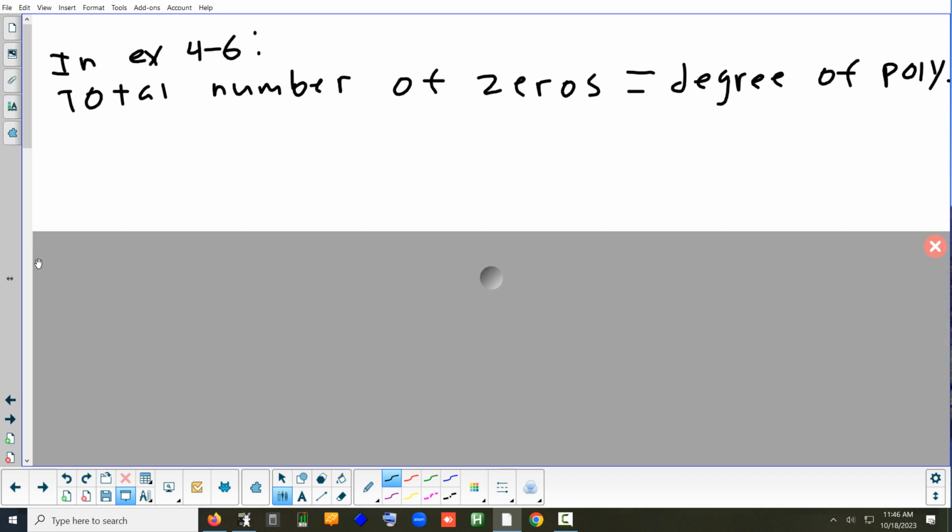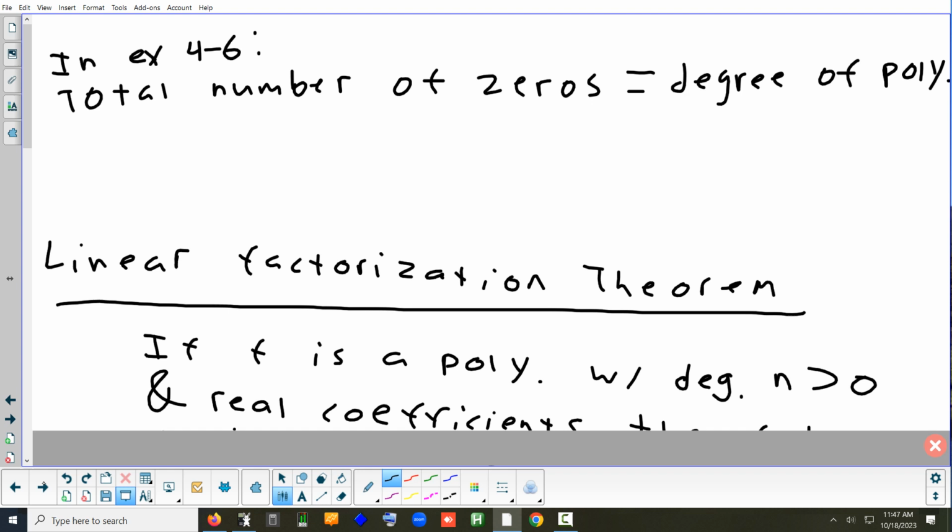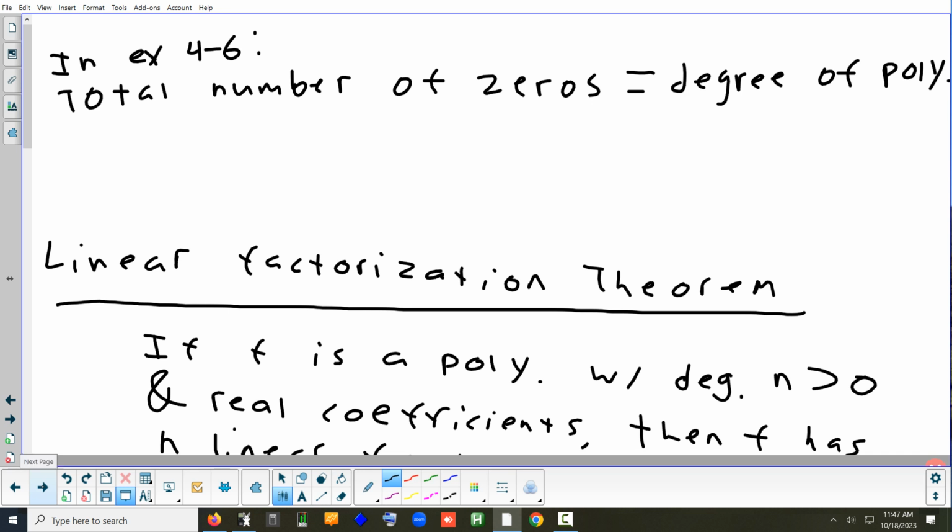So let's say you had a cubic. How many zeros would it have? 3. How many roots would it have? 3. When you factor it, how many factors would you have? 3. Right? You'd have 3 of everything. And that idea that you always have the same number of factors as the highest exponent, that's called the linear factorization theorem.